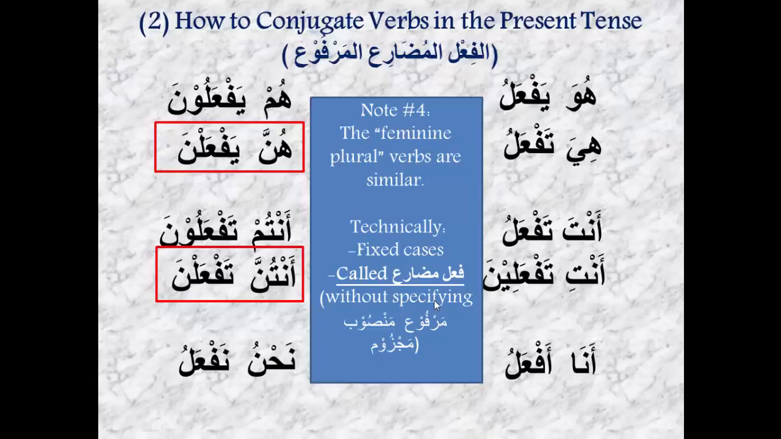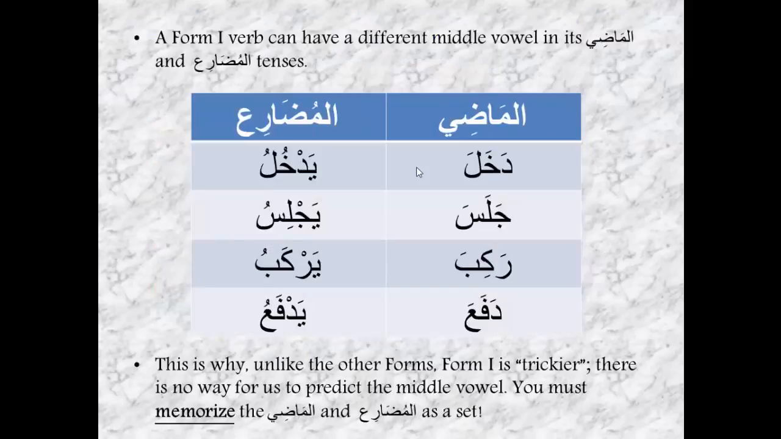So we call them fi'l mudari' without the need for specifying marfu' or mansub or majzoom. They are simply called fi'l mudari'. For every other verb in the present tense, we have to designate what type of mudari' it is. We have to say al-fi'l al-mudari' al-mansub or al-marfu' or al-majzoom. But these two, yaf'alna and taf'alna, are exceptions to the rule. And we'll discuss this in a little bit more detail in the future, inshallah.